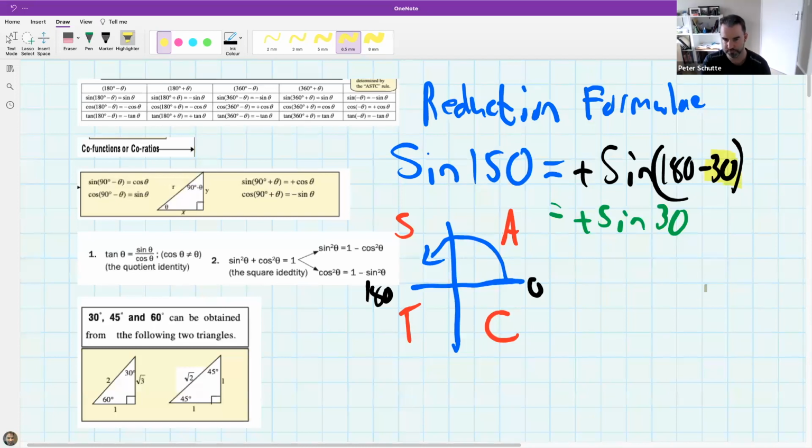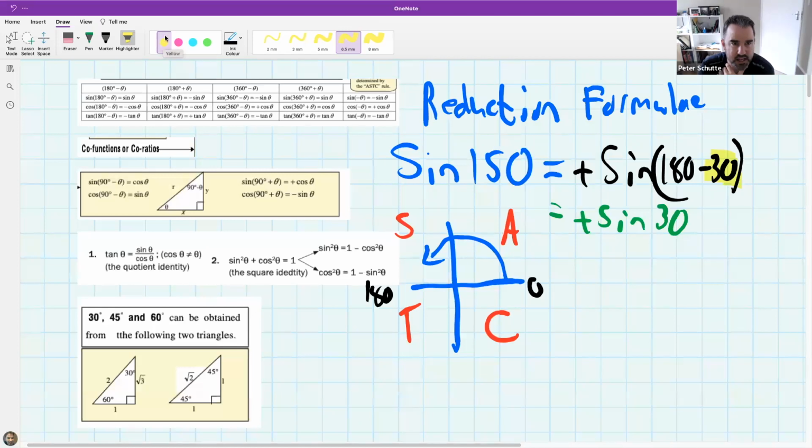Give me a thumbs up if you are okay with the sine of 150 being the same as positive sine 30. Give me a thumbs down if you're like, what are you talking about, strange man? Okay. Because that's an important foundational idea that I'm going to use today.